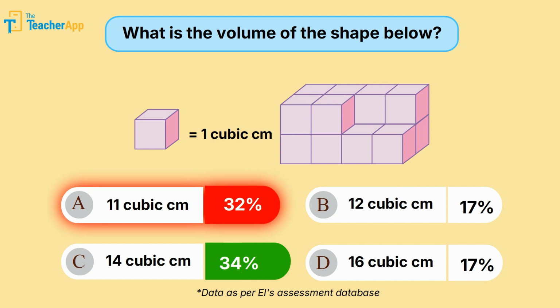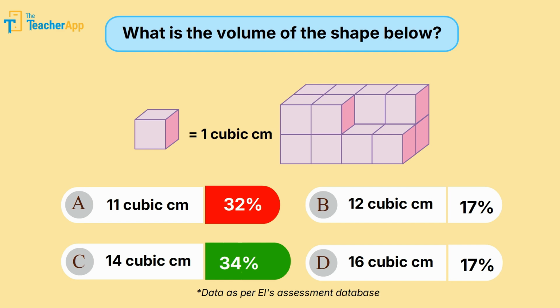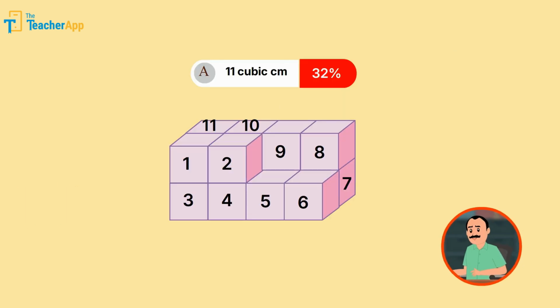Highest number of students think that the volume of a 3D object is composed of total number of visible unit cubes, and hence they might only count the cubes they can see. That explains why maximum students got it wrong. They may have selected 11 cubic centimeter as they would have also simply counted the visible cubes and assumed it to be the volume of the shape.